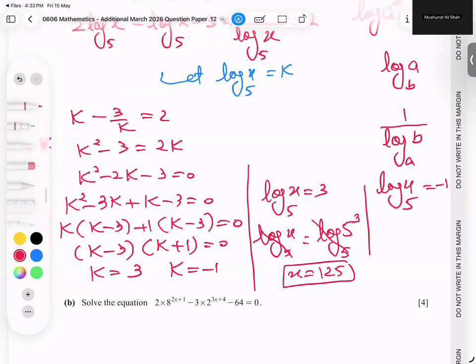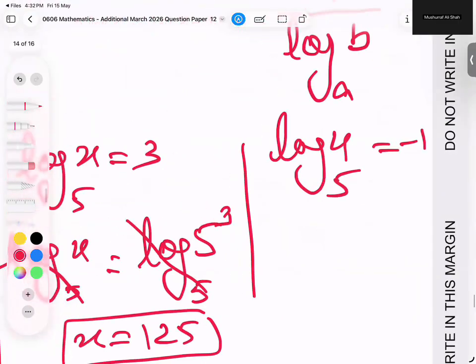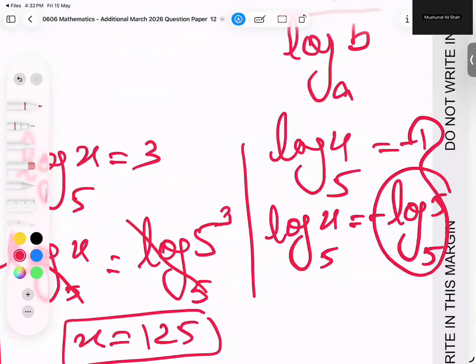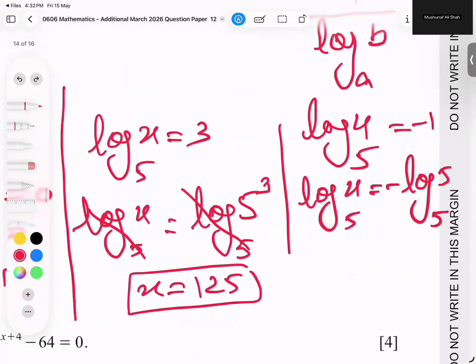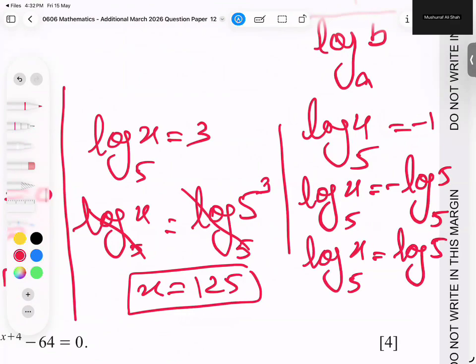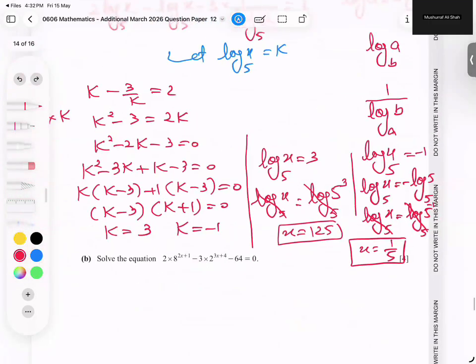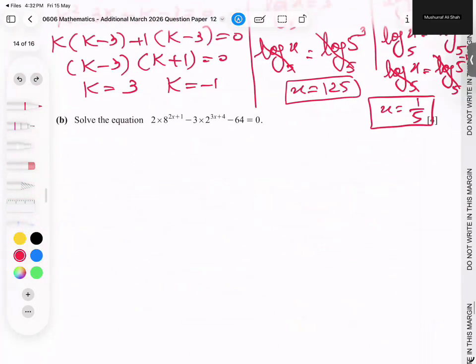Same story here. You can replace 1 easily with log of 5 base 5, because log 5 base 5 is 1. So minus 1 goes to the power. So I'm getting here logarithm 5 to the power minus 1. And I get 1 over 5 because of the power minus 1. How to make it positive 1? Bring it in the denominator.